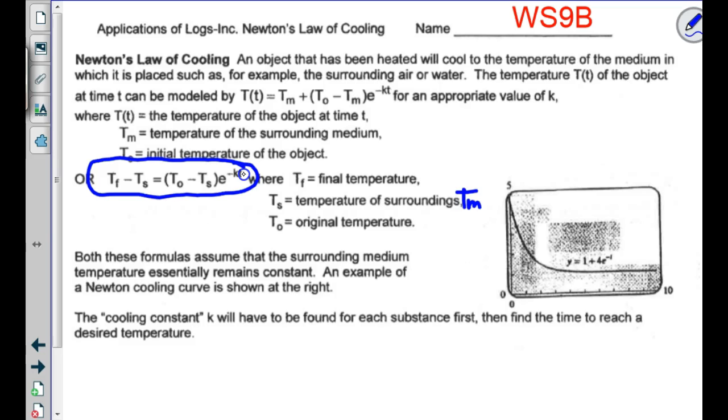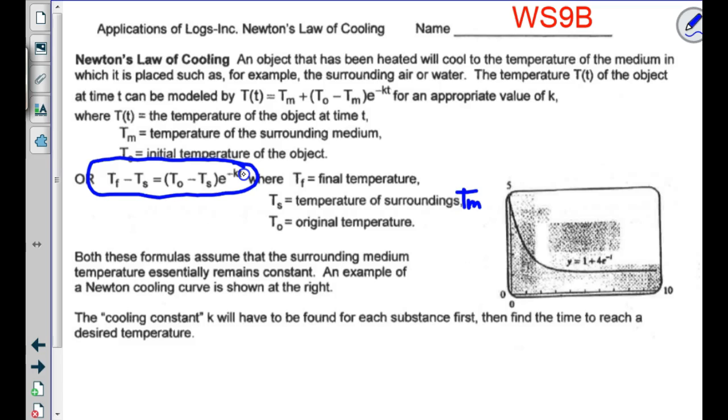Now, let's talk about all those. When we pull a cake out of the oven and set it on the counter, the original temperature is whatever temperature the oven was at. Does that make sense, guys? Because it was in there for however long, it's at that temperature. The temperature of the medium or the surroundings is the room we place it in, or the refrigerator, or we set it out in the garage to cool, whatever we do with it. If it was a hard-boiled egg, we took it out of the boiling water and put it in a cup of cold water. The surrounding temperature is the cup of cold water.